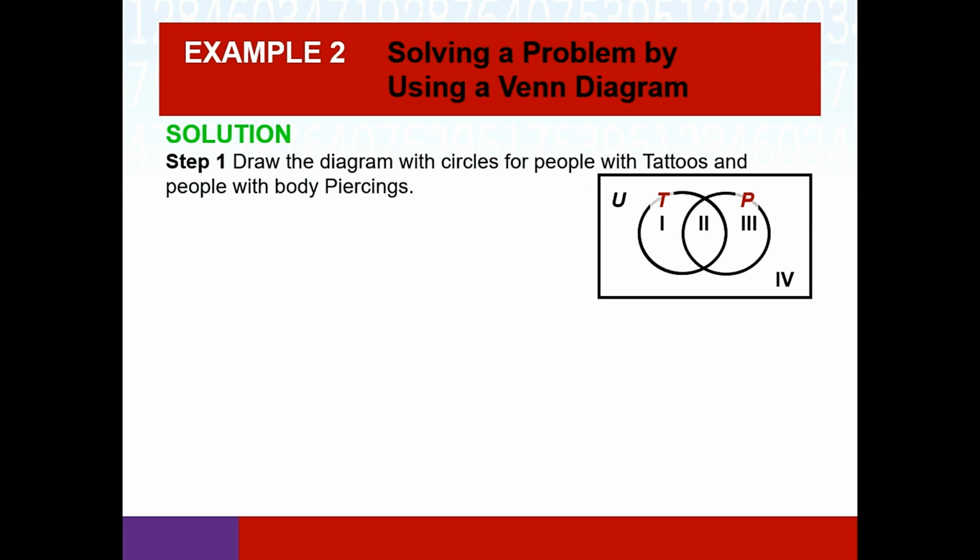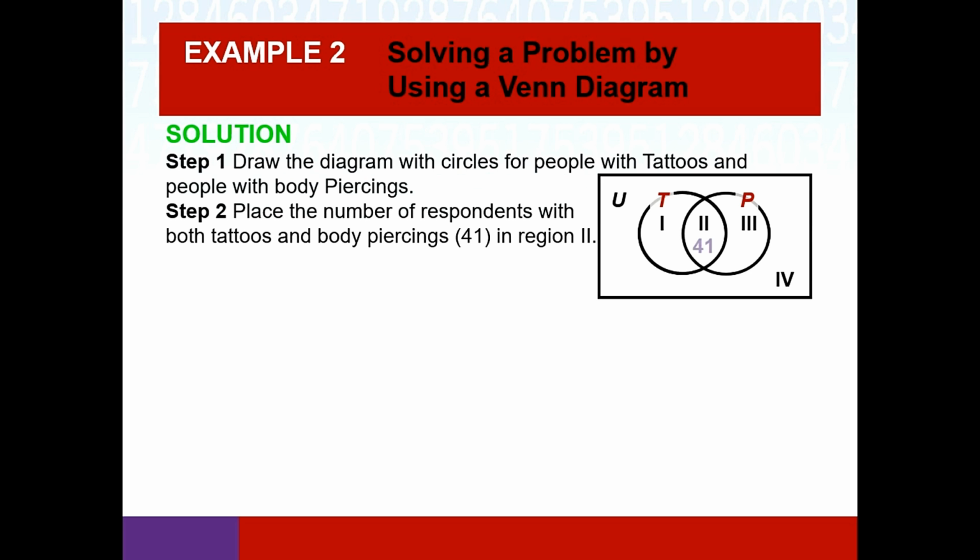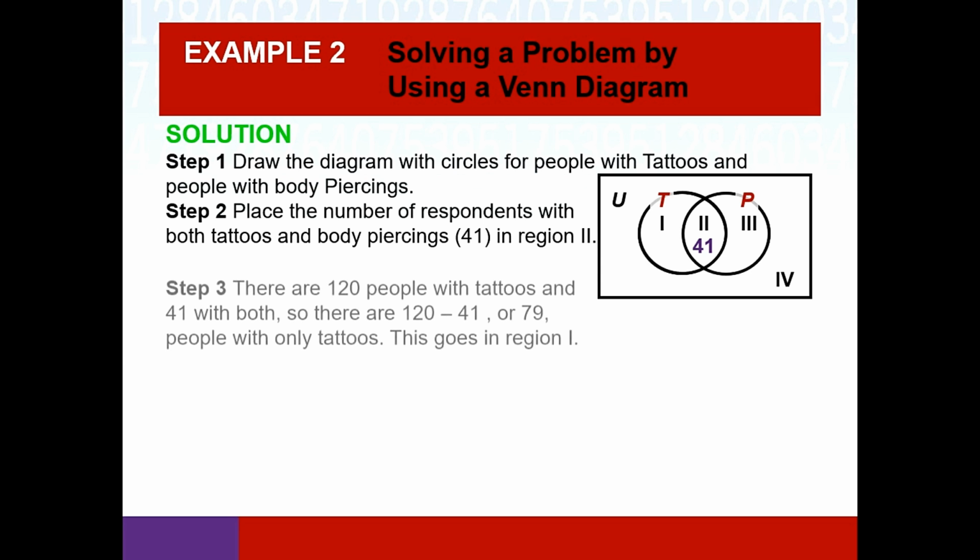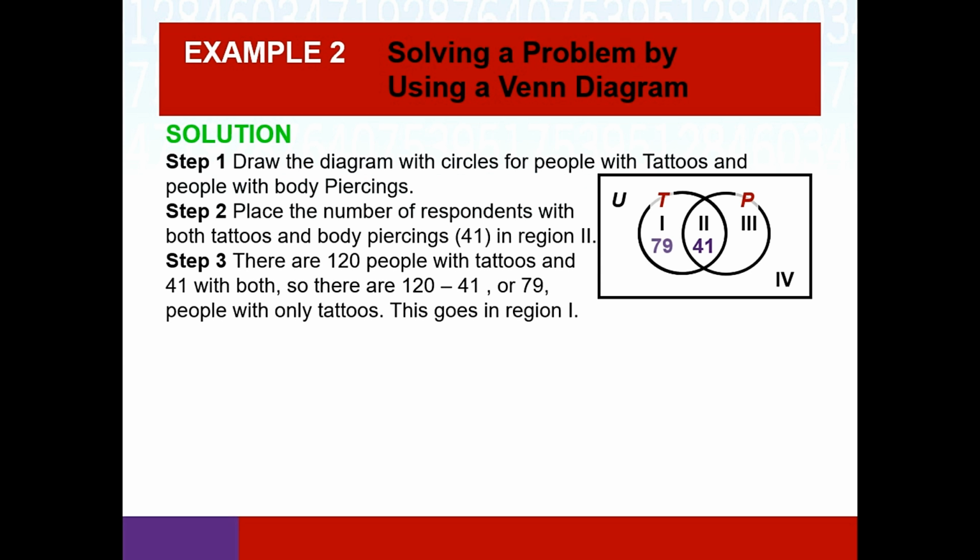Okay. Now, let's start with the middle. It has been said that there are 41 respondents that have both tattoos and body piercing. So, we put it in our middle region. And then, it has been said that the number of people with tattoos is 120. So, we subtract 41 from 120 and we will have 79 people with only tattoos. And that is for region 1.